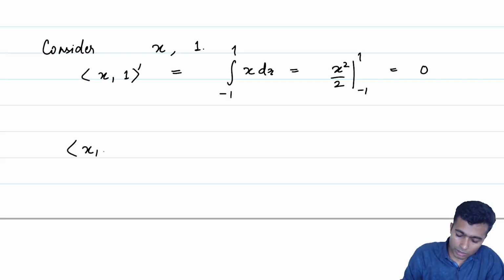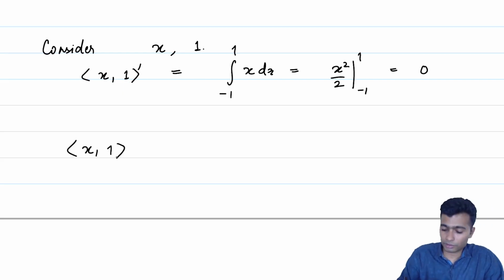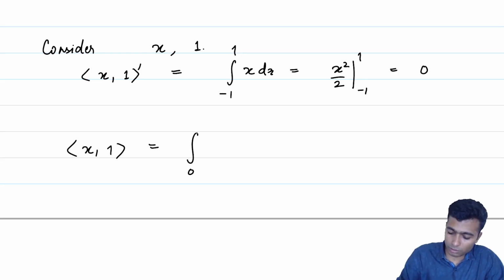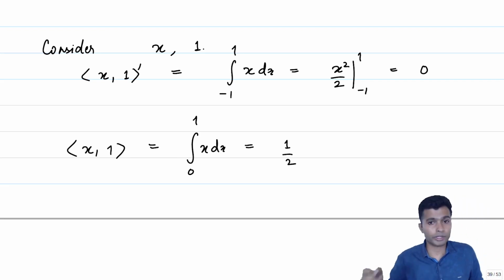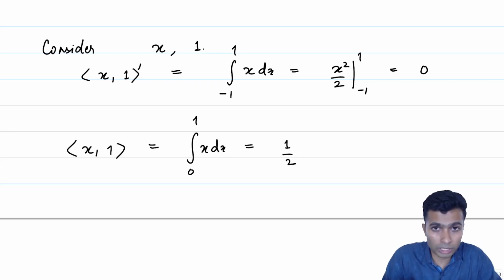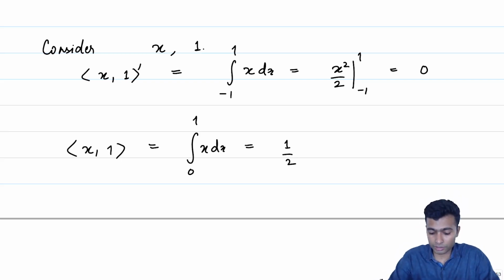However, what is the inner product of x and 1 with respect to the first one? This is the integral from 0 to 1 of x dx, which is going to be half. This is not equal to 0, so they are not orthogonal with respect to the first inner product. So orthogonality is a relation which very heavily depends on which inner product we are considering.